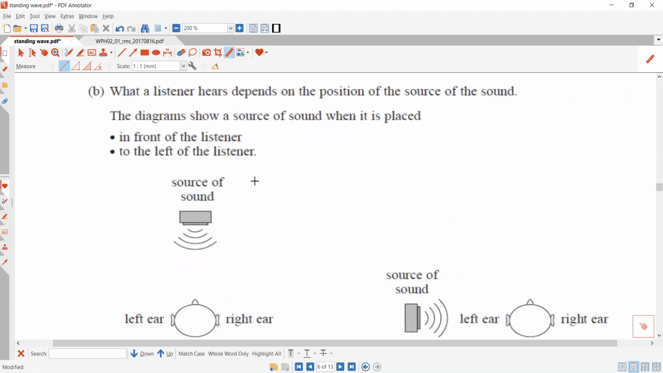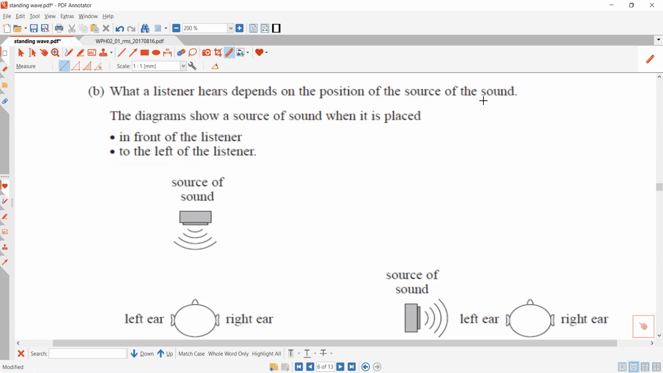What a listener hears depends on the position of the source of the sound. Okay, so that day we did this. I think one of these questions. I don't know, was it us or was it someone else? Maybe it was the ones who are doing qualifying. I think they did a similar question, and in the latest paper also it comes.